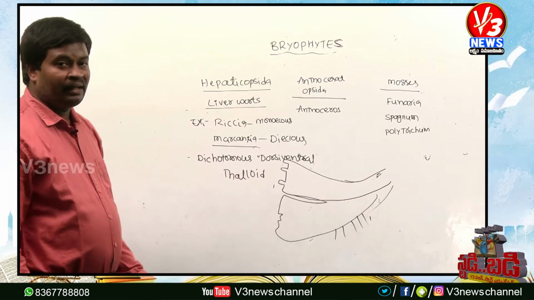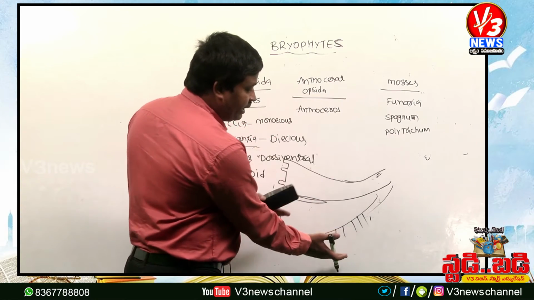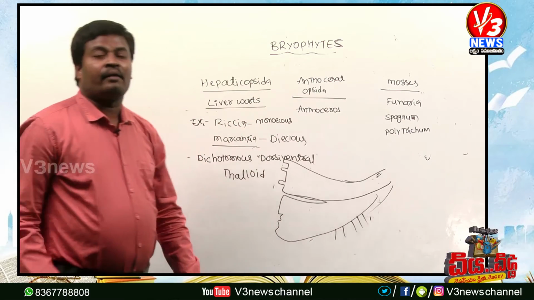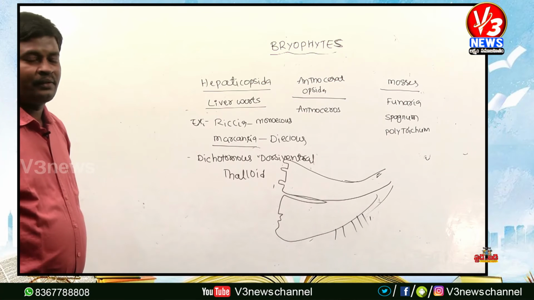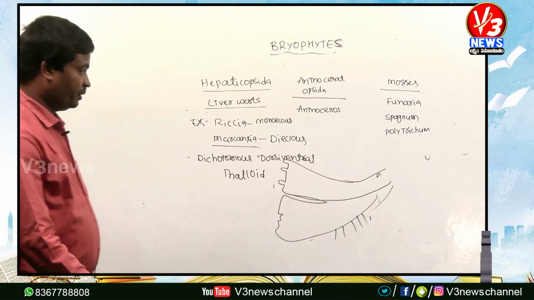What does dorsiventral mean? The Marchantia thallus body is differentiated into dorsal and ventral. The ventral side produces rhizoids. Rhizoids means root-like structures, but not true roots because of the lack of vascular tissues.